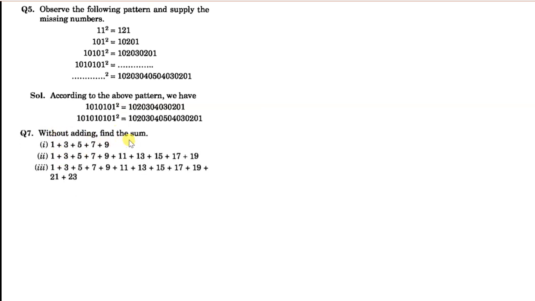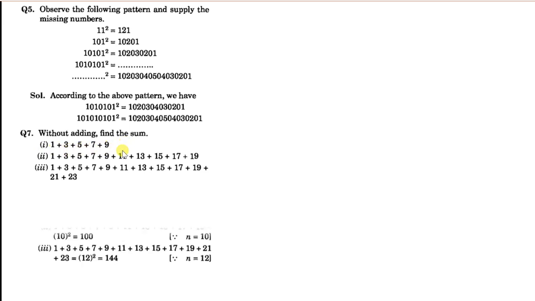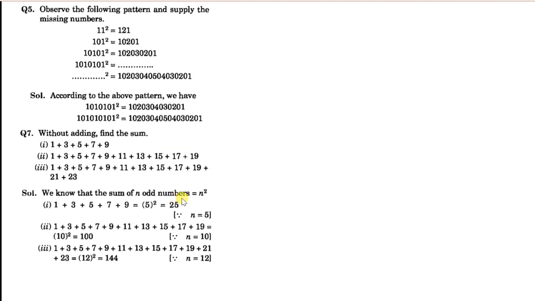Next is, without adding, find the sum. 1 plus 3 plus 5 plus 7 plus 9. Since here we are adding the first 5 odd numbers, it will be equal to 5 square, that is 25. This property we have studied just now. In the next one we are adding 10 numbers, so its sum will be equal to 10 square, that is 100.